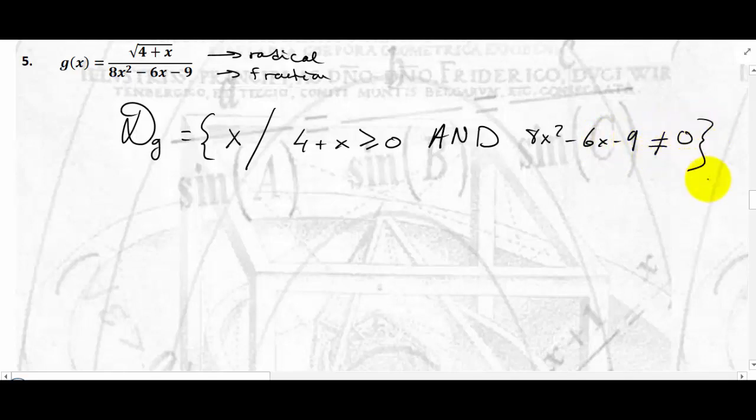I want 4 plus x to be positive or equal to 0, and I want 8x squared minus 6x minus 9 to not be 0. This is correct. I'll give you a point if you write this, or maybe half a point, depending how generous I feel. But I like to see this because you're showing me that you understand there are two conditions. Now you need to solve them. This one is very easy to solve: x has to be above -4. How do you solve this one?